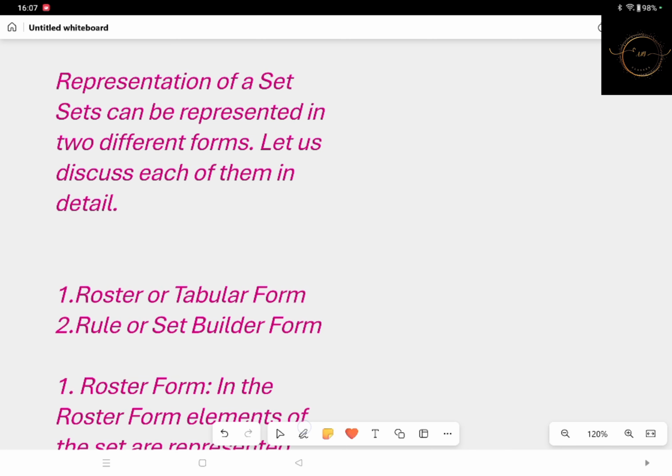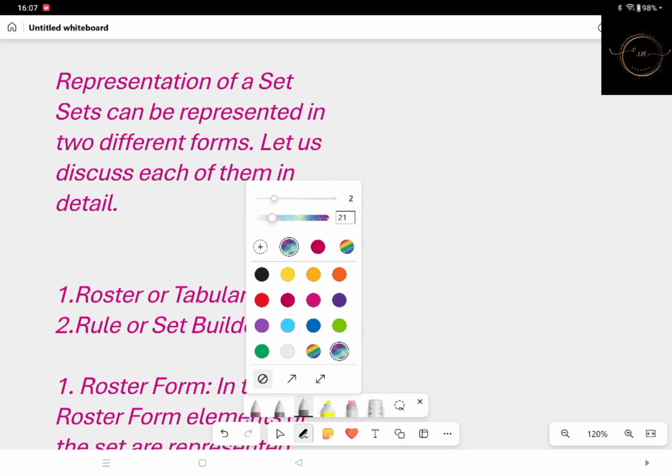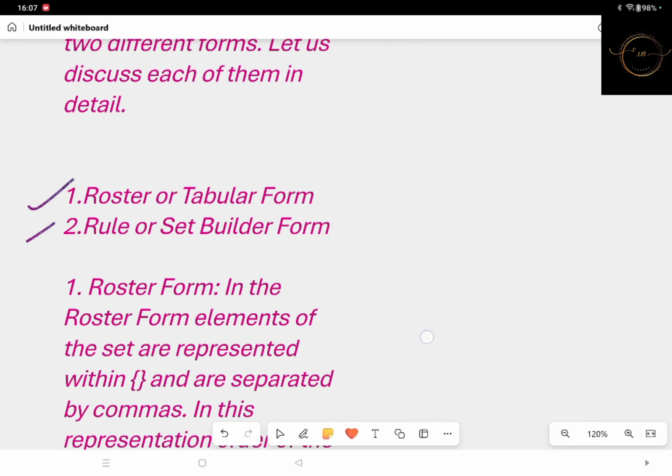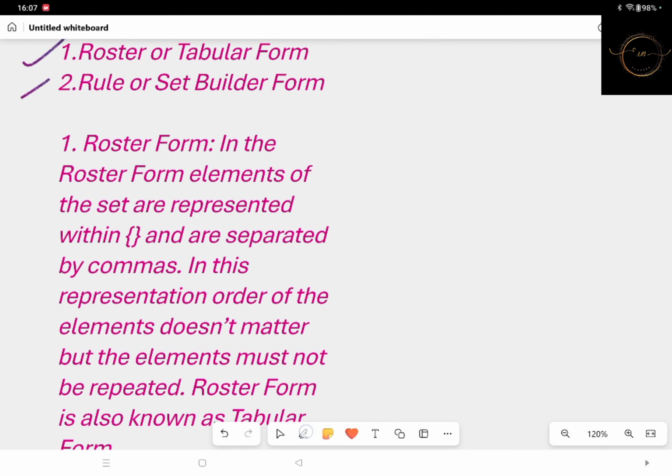In set representation there are two types by which you can represent sets. This part is also very important, as questions are probable from this part as well. The first is the roster form and the second is the rule or set builder form. We will learn about the roster form first. What is the roster form?